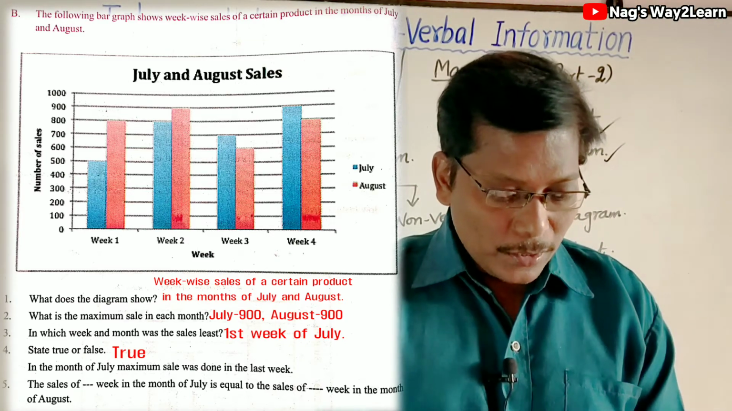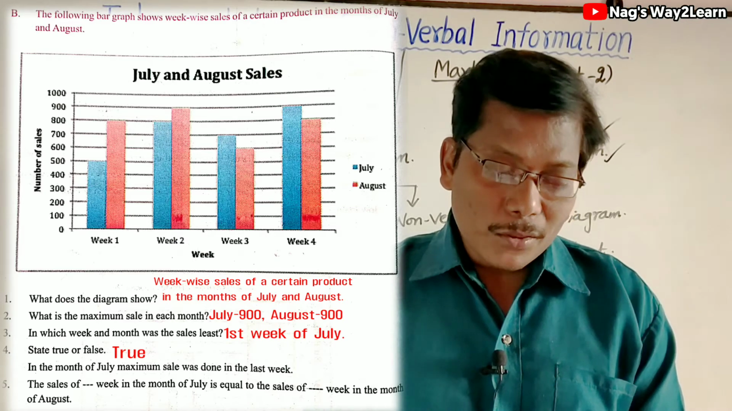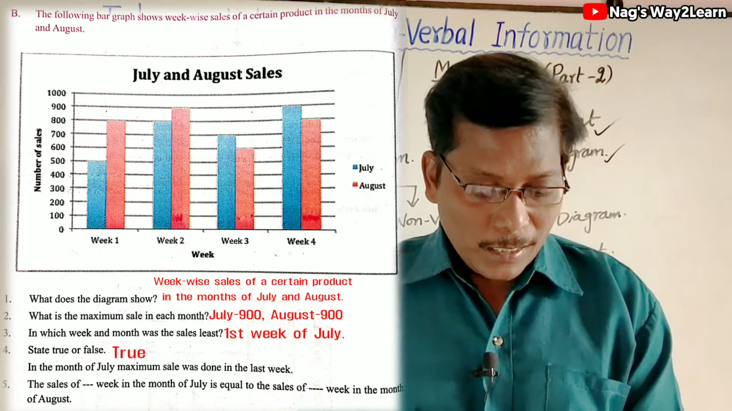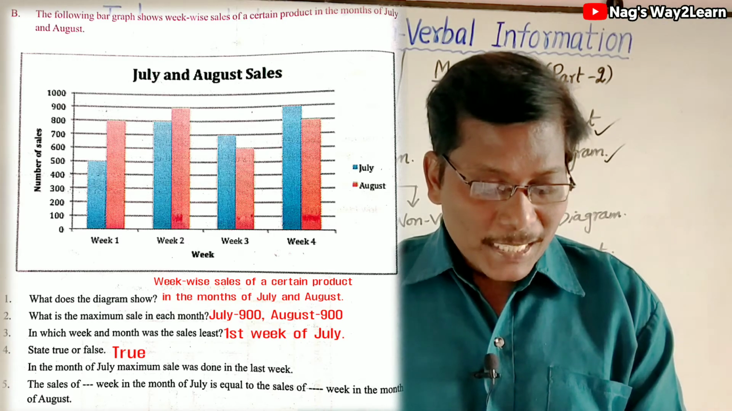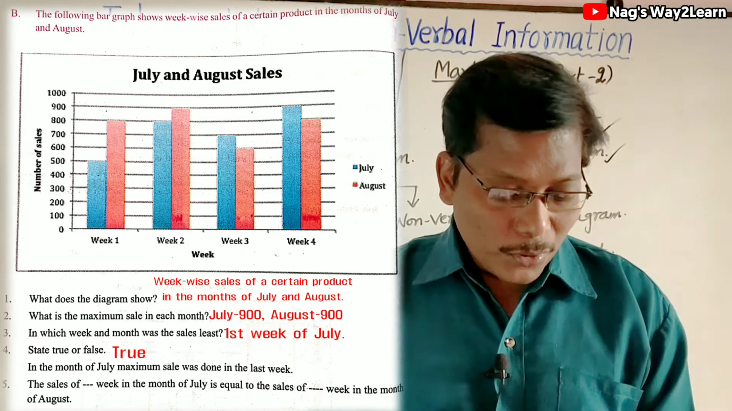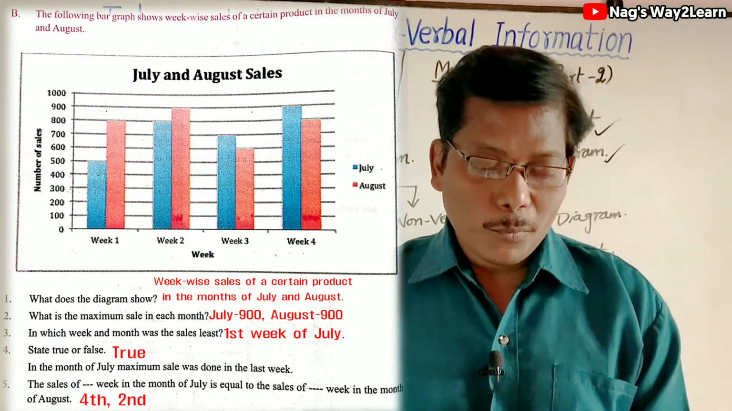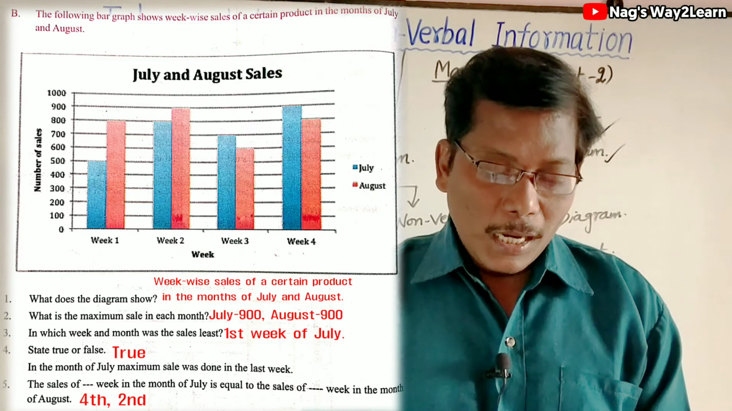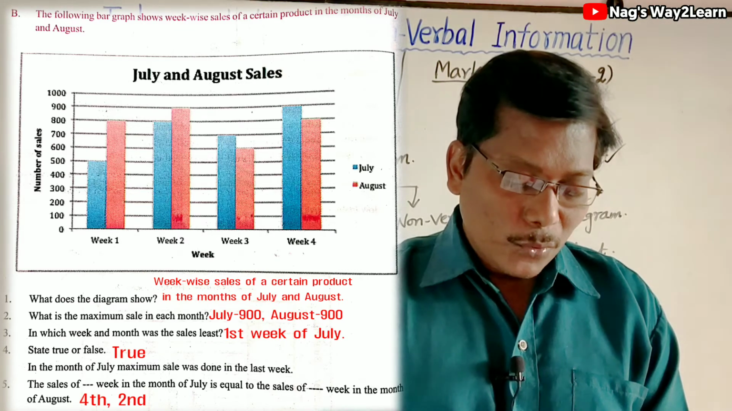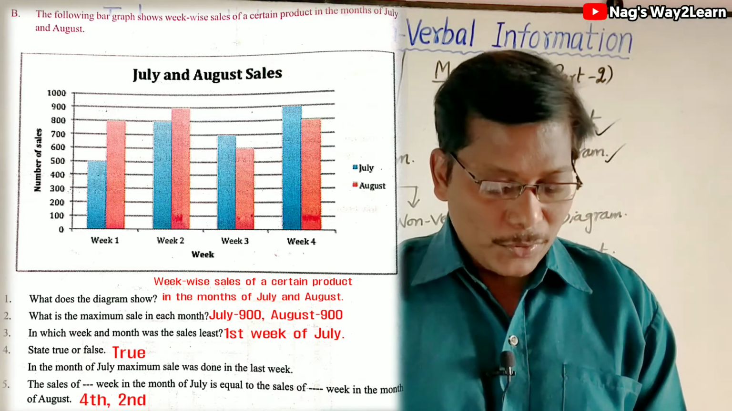So the answer is fourth week in the month of July. Fourth week in the month of July and equal to the sale of second week in the month of August. Okay, understand? Fourth week in the month of July. July represents blue color and blue color has the maximum value in the fourth week.